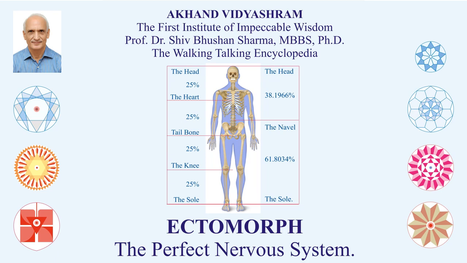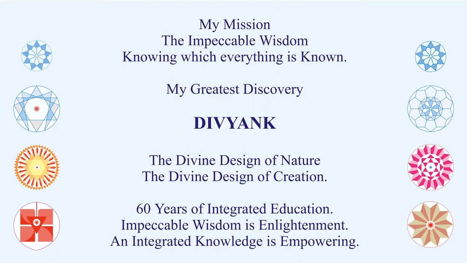Ectomorph, the perfect nervous system. My mission, the impeccable wisdom, knowing which everything is fully known. My greatest discovery, Devyank, the divine design of nature, with which the perfect objects are designed and created. Devyank is the reward of 60 years of integrated education. Impeccable wisdom is enlightenment, and integrated knowledge is empowering.